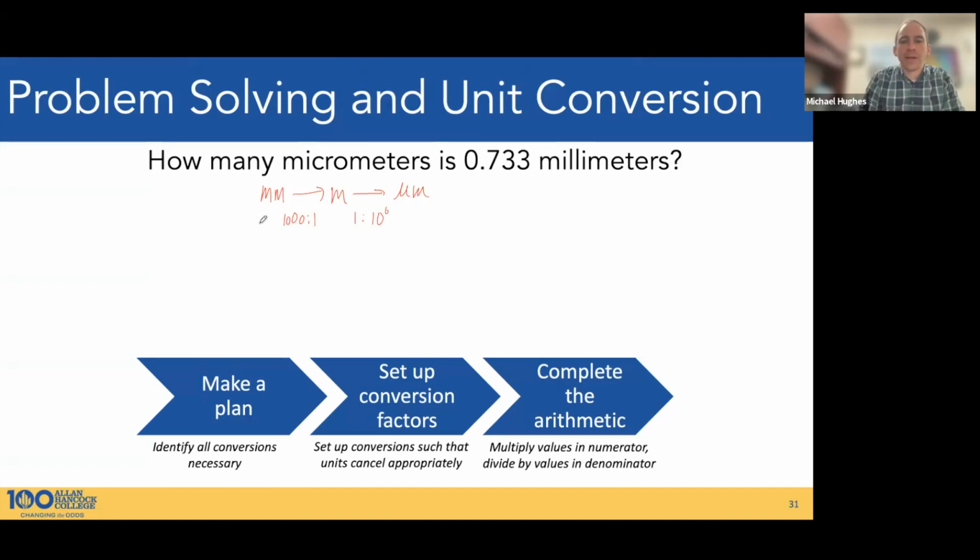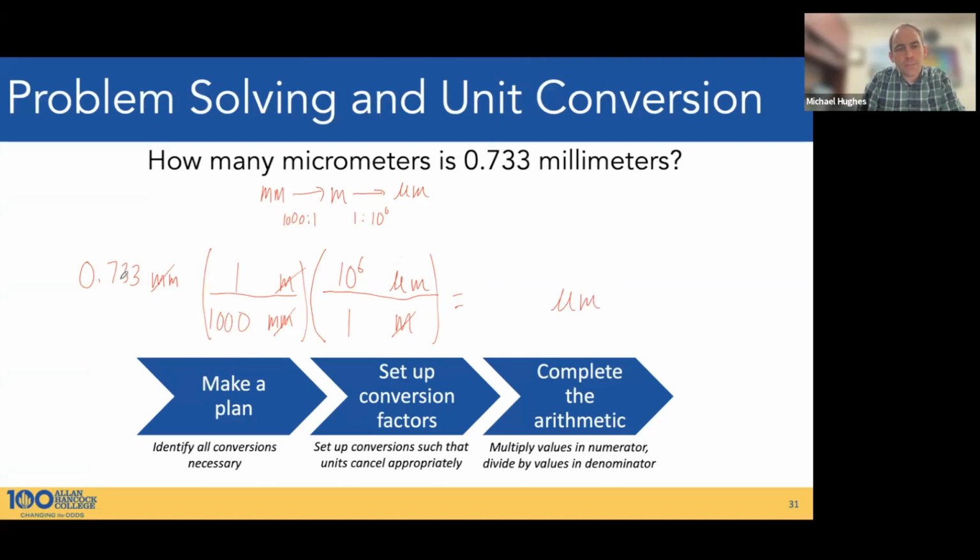So let's set up the conversion factor, starting with what we know. There is 0.733 millimeters. And we want to go from millimeters to meters. There are 1,000 millimeters in 1 meter. Millimeters cancel. And then we set up our next conversion factor. We want meters to go away, and we want micrometers to come out. And in 1 meter, there is 1,000,000, 10 to the 6 micrometers. And meters cancel, and all that's left is micrometers to come out.